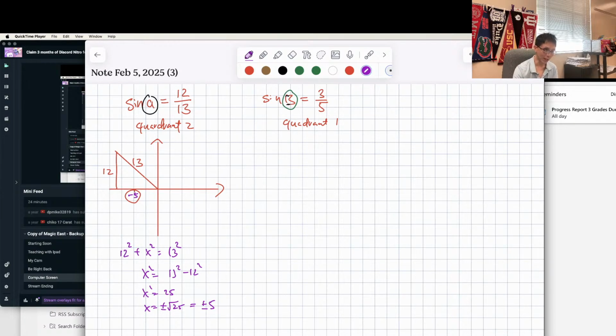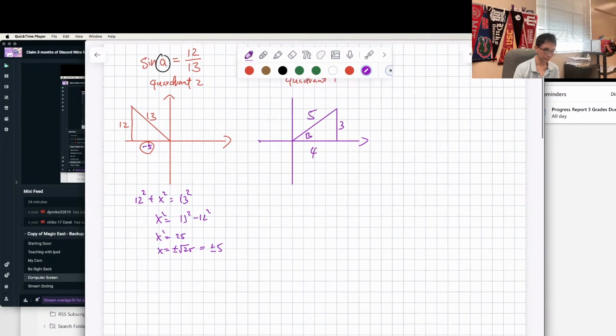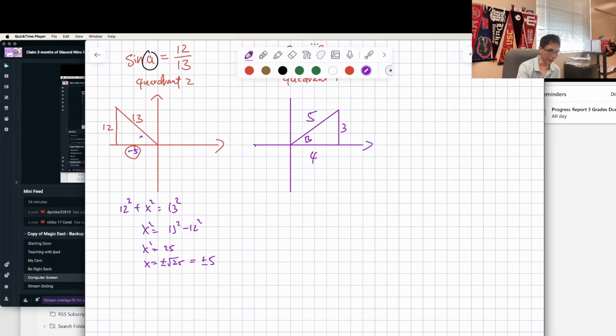Now sine of B, this is just a different angle. This is in quadrant 1, and this is easy. This is actually on scale. So this is B, and this is 3, and this is 5. What's on the other side? It's a 3, 4, 5 triangle. Good. So you don't even need calculations. Remember, this is angle A.